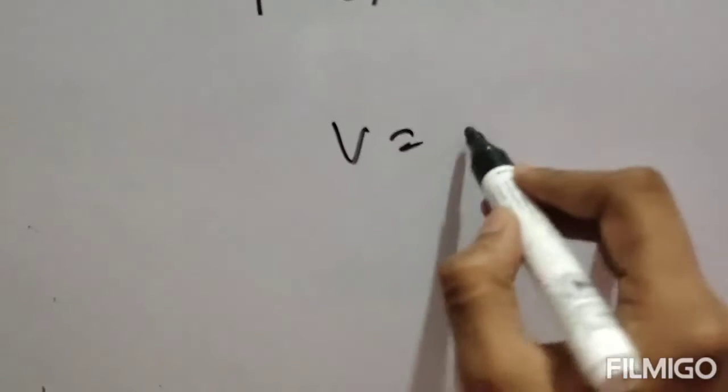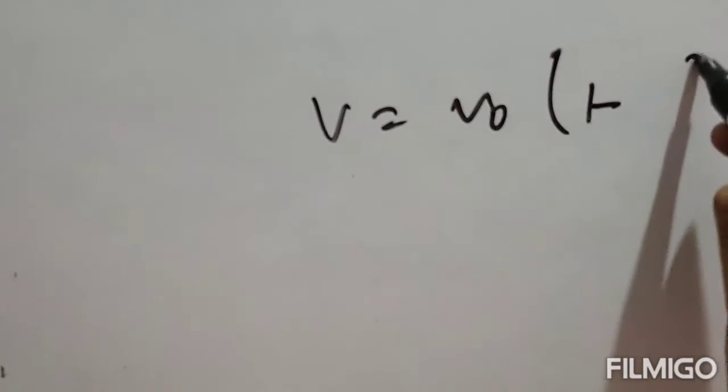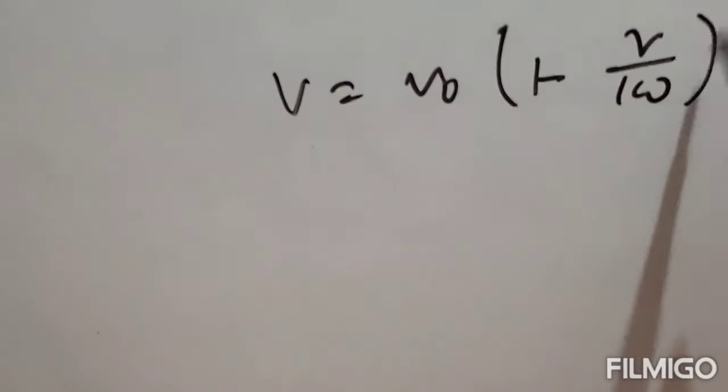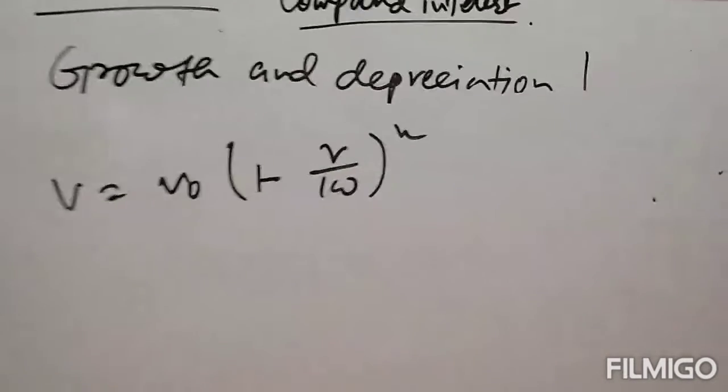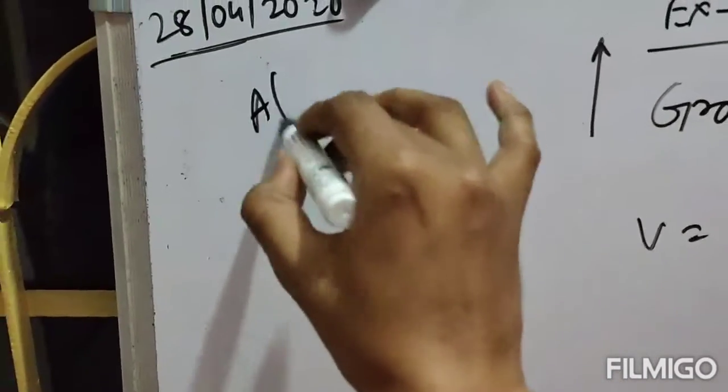The formula is V equals V0 times (1 minus R by 100) to the power n. This was the formula for depreciation, where V0 is the initial value, and this was the case of after n years.